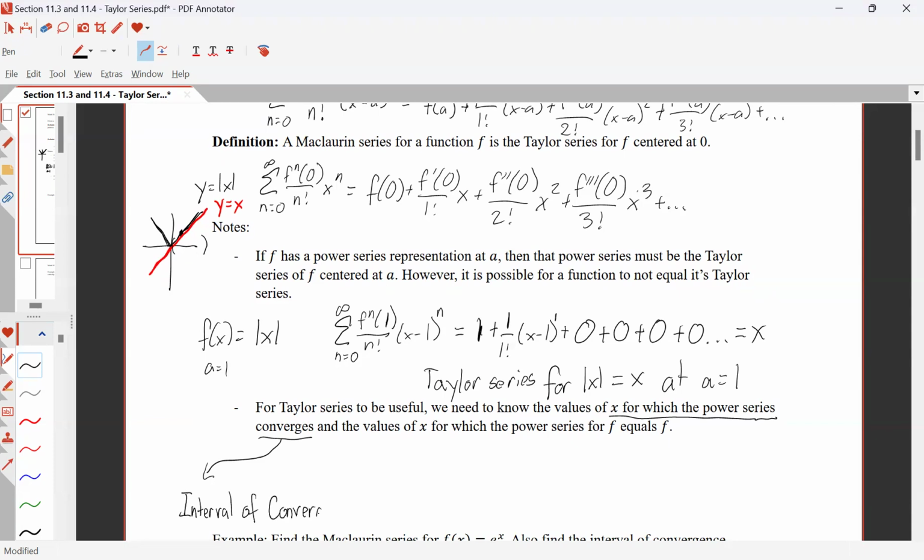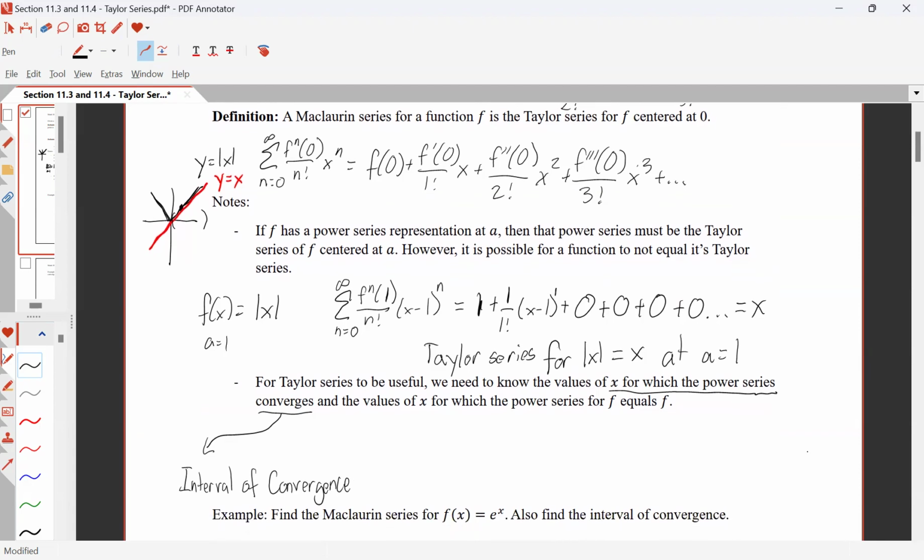And a majority of the time, not always, but a majority of the time, the interval of convergence and the values of x for which the power series of f equals f is the same thing. There are some examples as to when this doesn't work, like the absolute value function. But in general, those intervals are going to be very similar.